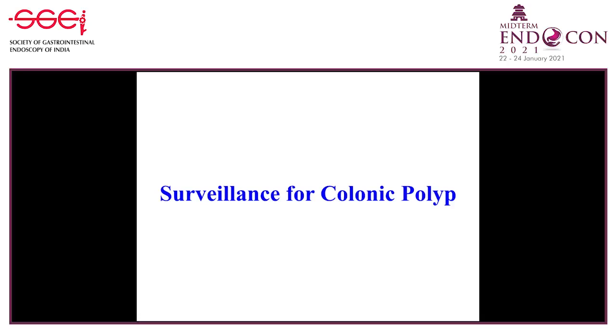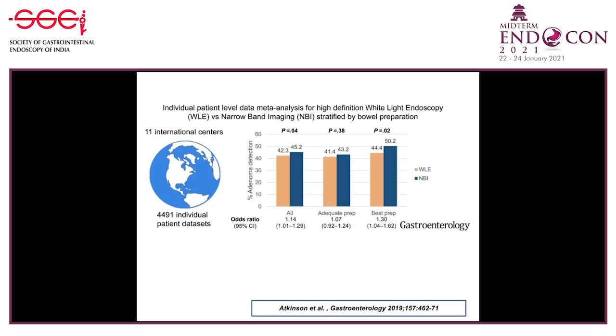Now, the next thing is surveillance of colonic polyps. So it's natural to think that with image enhanced endoscopy, which looks at the mucosa in great detail, you should be picking up more colonic polyps. Now, as you know, in the West there is a surveillance colonoscopy or a flexible sigmoidoscopy for patients at the age of 50 years. And so does NBI pick up more adenomatous lesions compared to white light endoscopy? The earlier studies were not very encouraging. NBI was shown to be as good and not better than white light imaging.